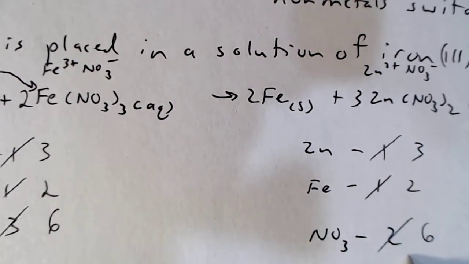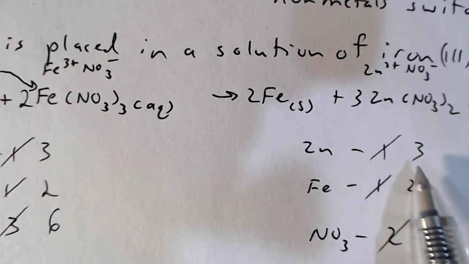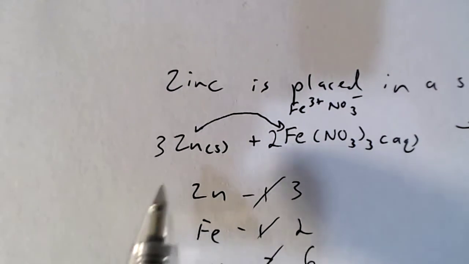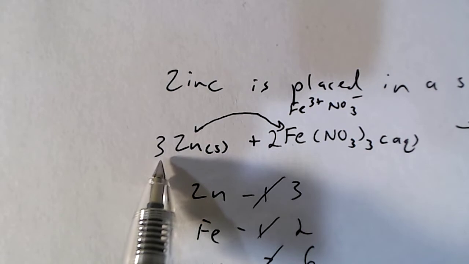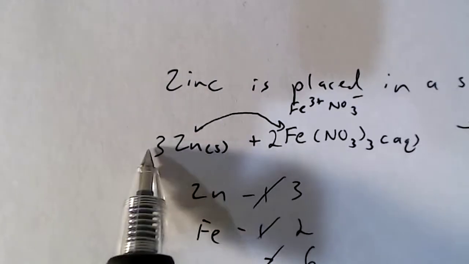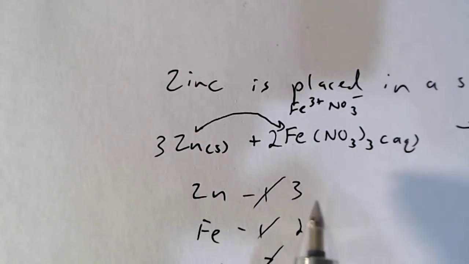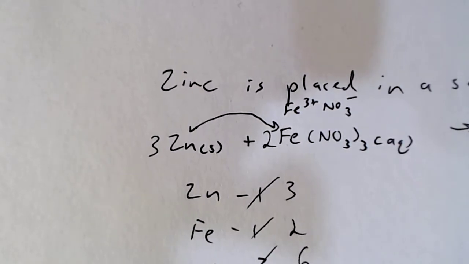We have 6 nitrates on both sides, but zinc, we have 3 on the right, but initially there's only 1 here. There's 1 zinc. So put a 3 in front as a coefficient, and now you have 3 zincs. Should be balanced now.